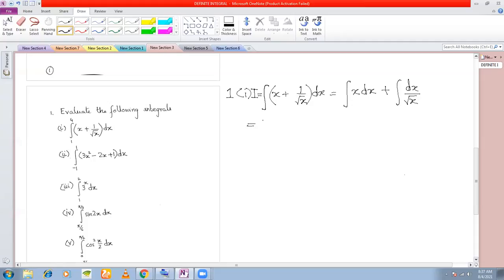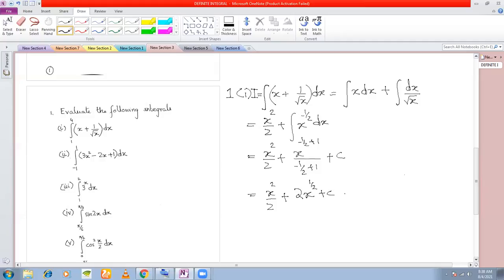So you get x square by 2 plus integral x to the power of minus half dx, which is equal to x square by 2 plus x to the power of minus half plus 1 by minus half plus 1, plus c. This is equal to x square by 2 plus 2x to the power of half plus c, which is x square by 2 plus 2 root x plus c. This is what you are getting.